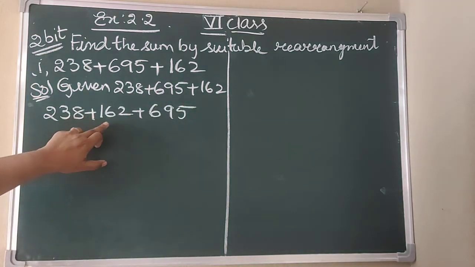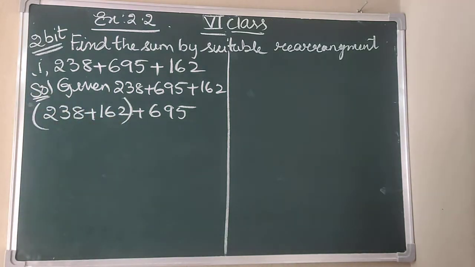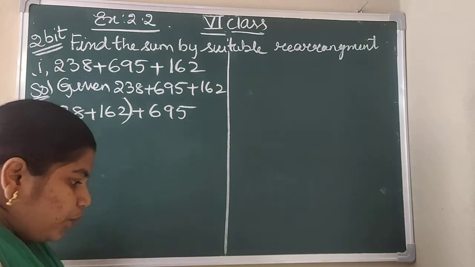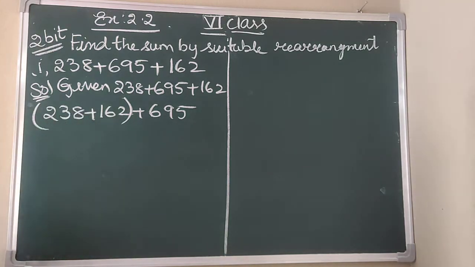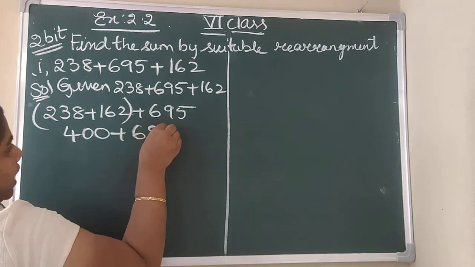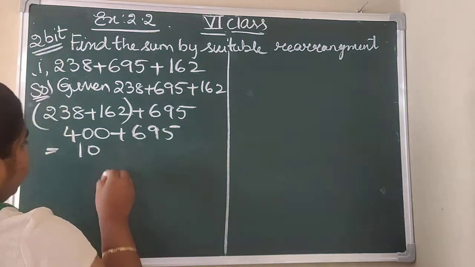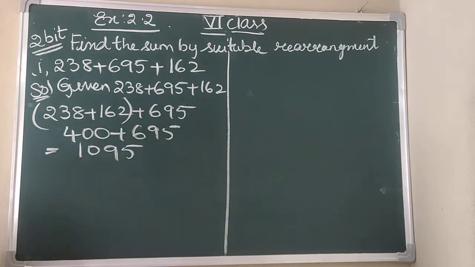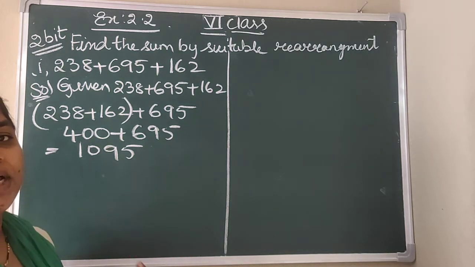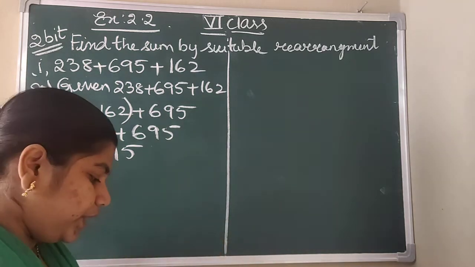First we have to add these two, which we have arranged together. 238 plus 162 is how much? That will be equal to 400. So 400 plus 695 will be equal to 1095. So this is our first solution. How to rearrange the terms? We have to rearrange the terms so that the units place becomes 0. In such a way we have to rearrange the terms.